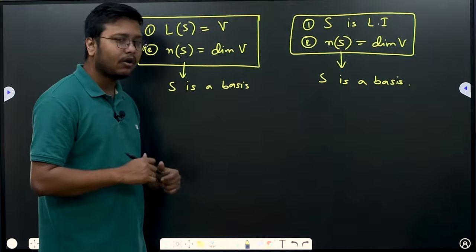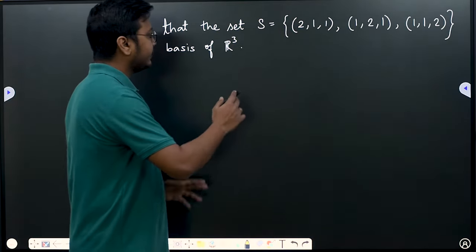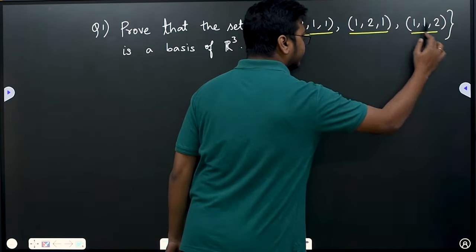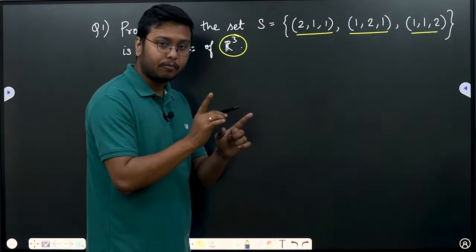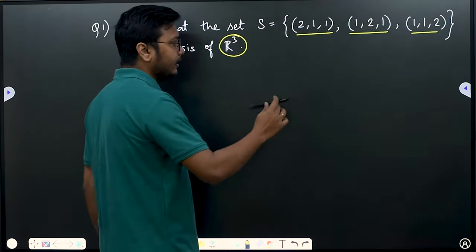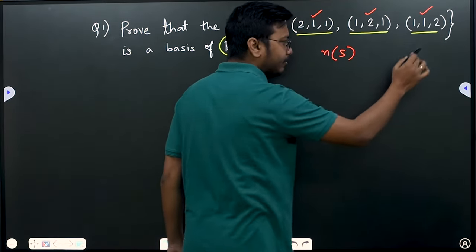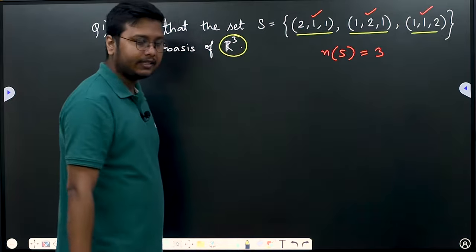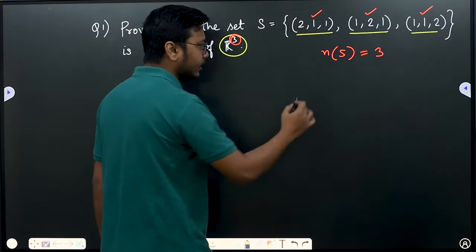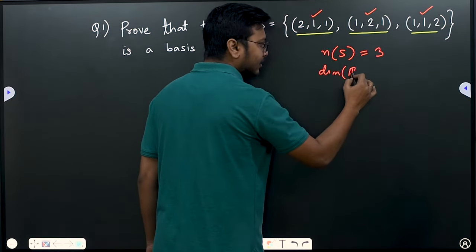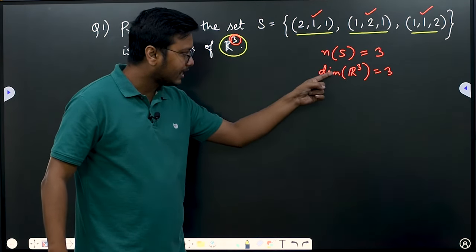Okay, so now let's go to a few problems. Now let's take a look at this problem. It is saying that prove that this set containing three vectors is a basis of R3. We are just going to use the properties that we have mentioned just now. What is the cardinality of the S set? We have a total of three elements, so the cardinality of the S set is three. And what's the dimension of R3? The moment I've written R3, obviously its dimension is 3. So the cardinality of the set is equal to the dimension of R3.